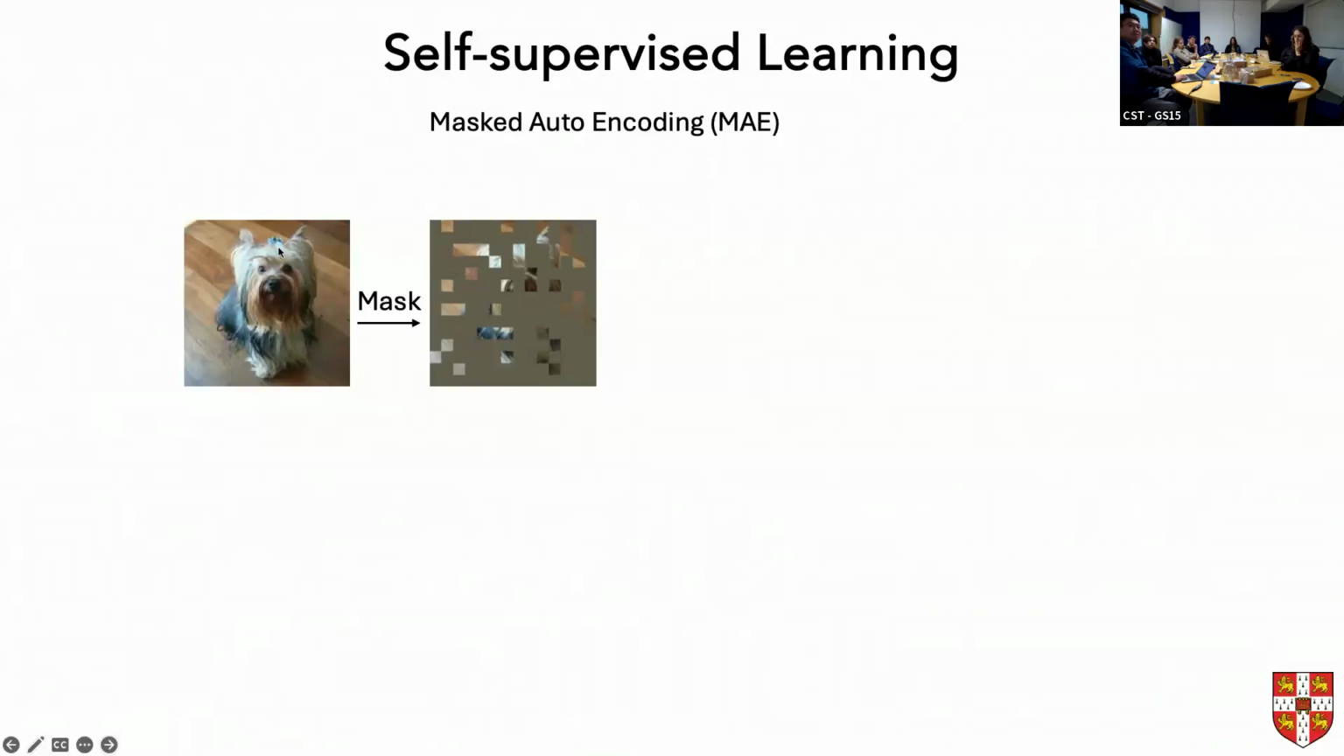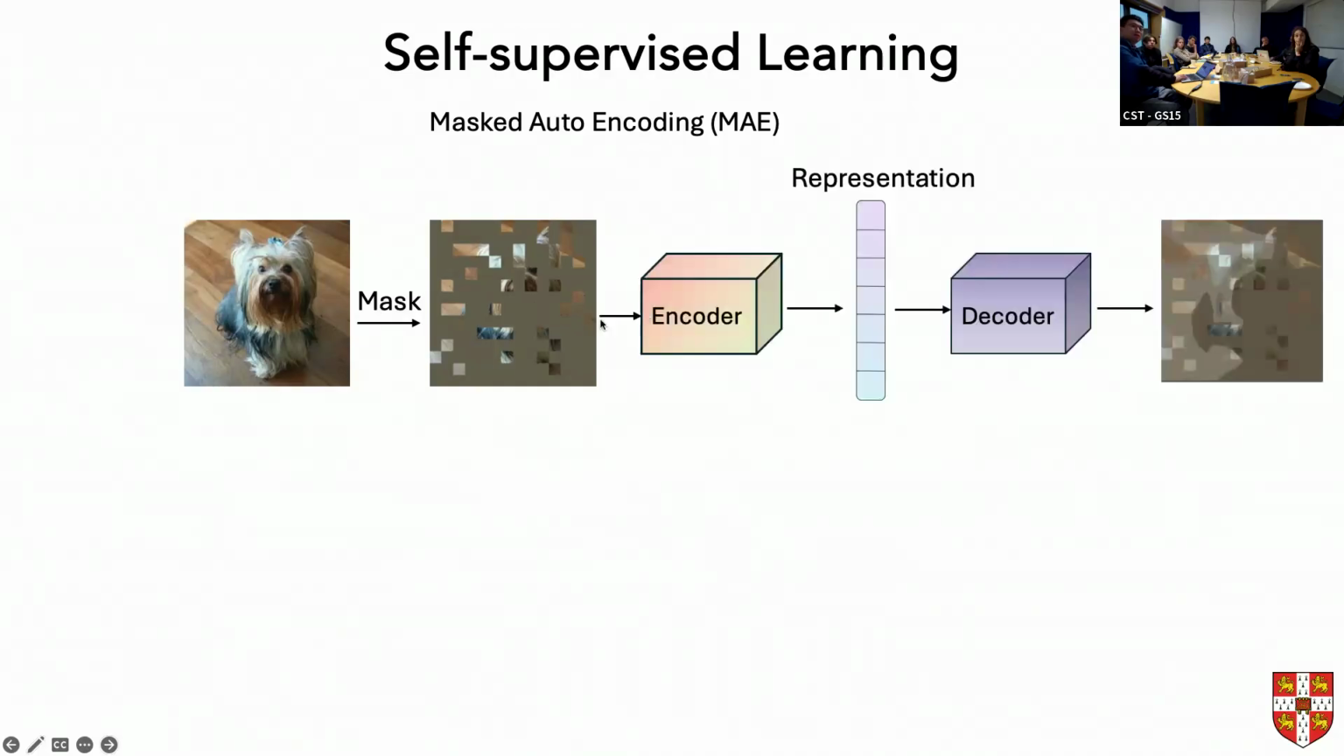So what this method does is, let's say we have the raw image here. What we do is we mask, let's say, 80% of the pixels, and we get a masked image. Then we input this image into an encoder. Then after the encoder, we have some representation of this image. Essentially, the representation is just a very compact representation of this raw image. And then we feed this representation into a decoder, and what this decoder does is try to reconstruct the raw image.